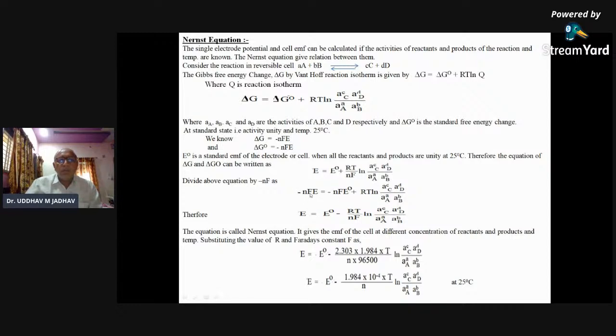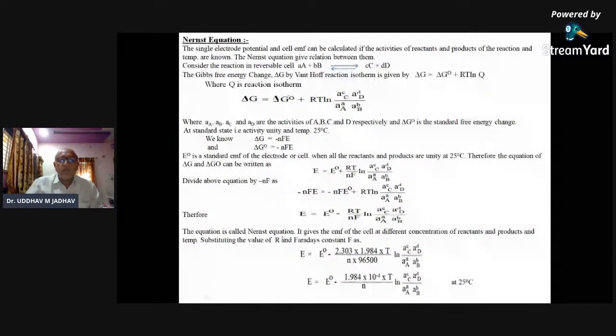and we make RHS and LHS negative, then it will be given by E is equal to E naught minus RT upon nF ln activity of product upon activity of reactant. The equation is called the Nernst equation, and it gives the EMF of a cell at different concentrations of reactants and products and temperature.